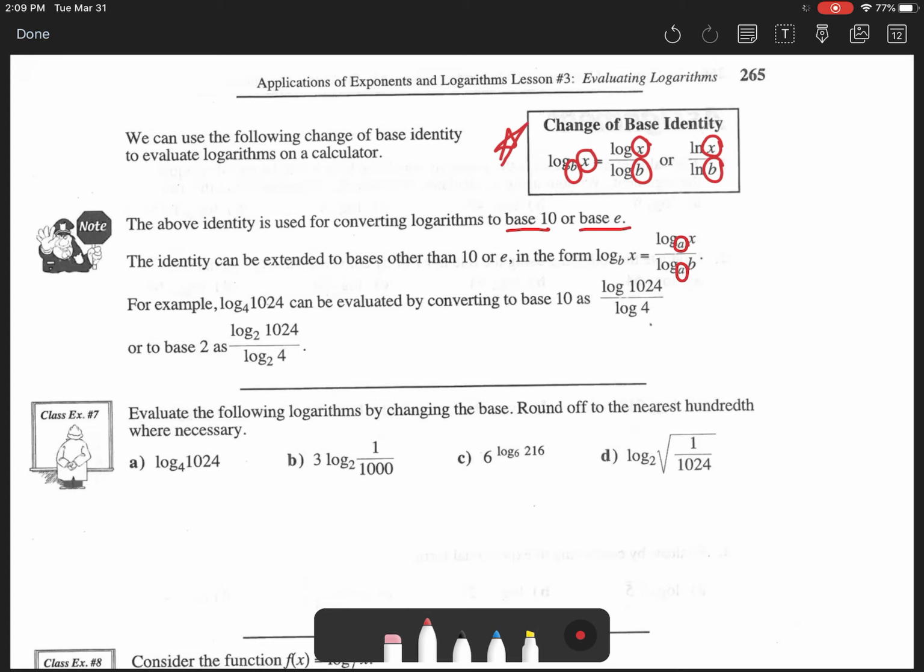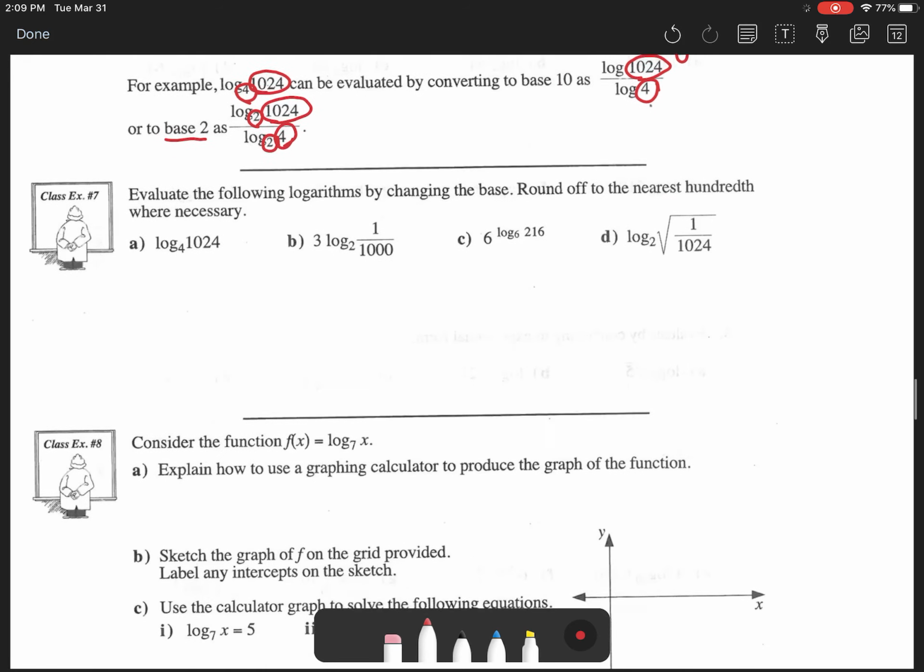It says, for example, log base 4 of 1024 can be evaluated by converting to base 10. And you can see it's log 1024, so log of the argument over log of the base, which is what they've done here. And you don't see the base there, so they've used a base 10. Or if you really wanted to, you could change it so it's base 2, but again, log of the argument over log of the base, and you can put whatever base here you want, but we stick to 10 or e because we can use our calculator.